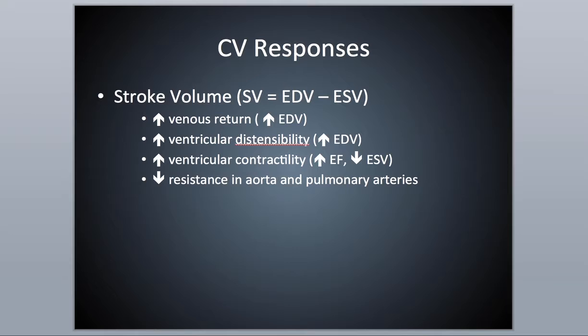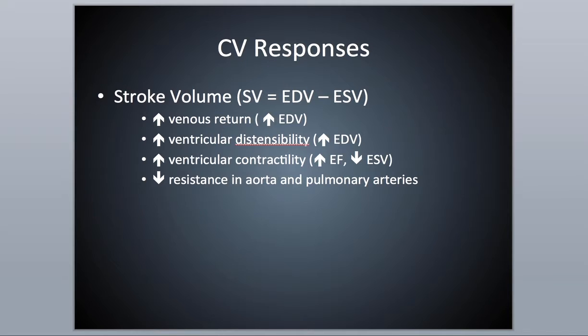Now, there's also going to be a greater contractility within the ventricles, and we'll see why here in a second. But this will increase the ejection fraction as well as decreasing the amount of blood that is left over after we've had contraction.